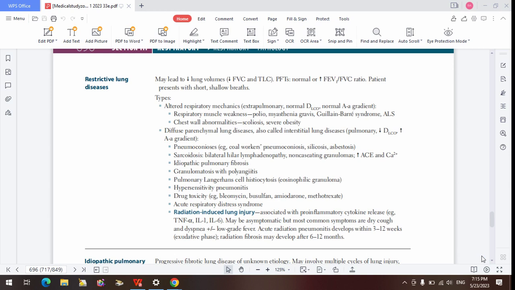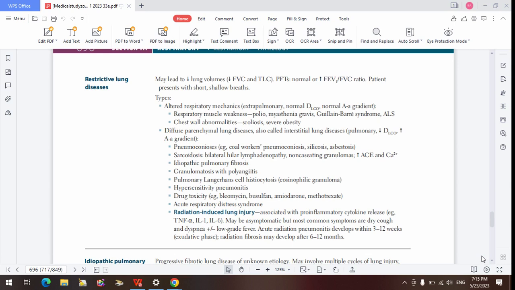Or they can even give us all those parameters and give us an A-a gradient that is normal. They now tell us, among all these causes, which one is the cause of the restrictive lung disease? We'll not go and pick sarcoidosis. We'll not go and pick Wegener's. We'll pick maybe Guillain-Barré or ALS. So, if it's not affecting the respiratory muscles or the respiratory mechanisms itself, like the chest wall and the respiratory muscle, can it affect the lung itself?